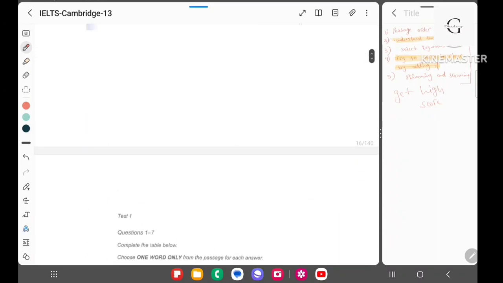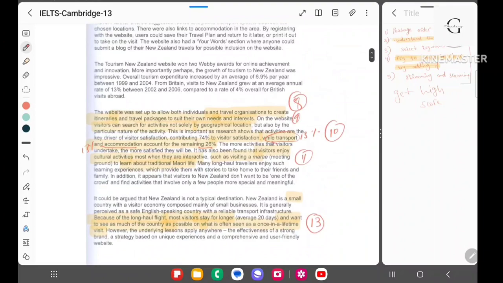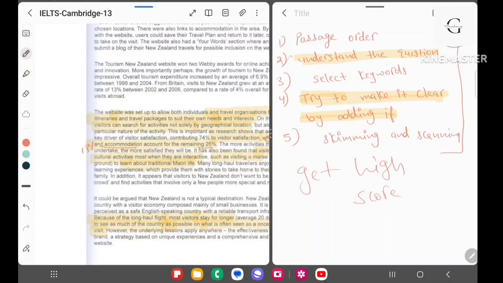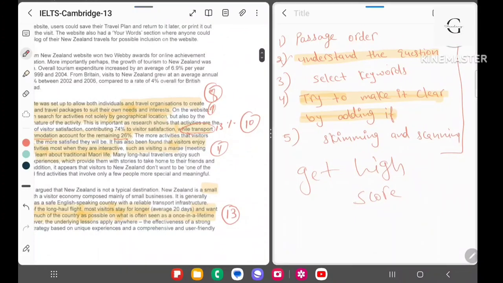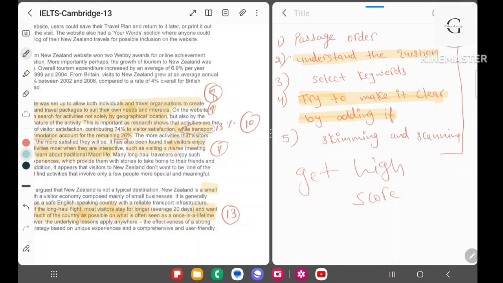Yeah, so as you can see here, it's my 13. So the most important thing, as I mentioned, all answers will be in passage order. So as you can see, 8, 9, 10, 11, the 12 is not given here, 13. So these answers are in sequence. So always do this thing. If you find one answer, one true false not given, then attempt like that.